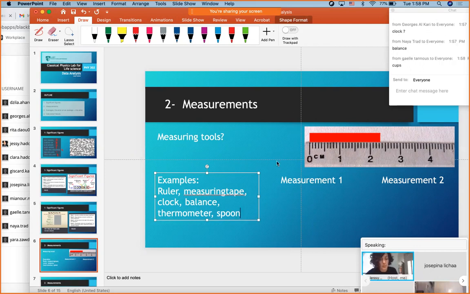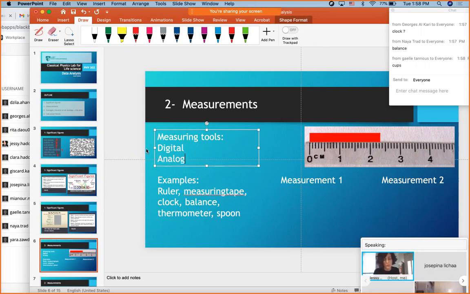I think that's enough. Now we're gonna divide our measuring tools into digital and analog. Okay, stay with me, Giuseppina. So digital and analog measuring tools. Can you tell me or try to explain the difference between digital and analog?